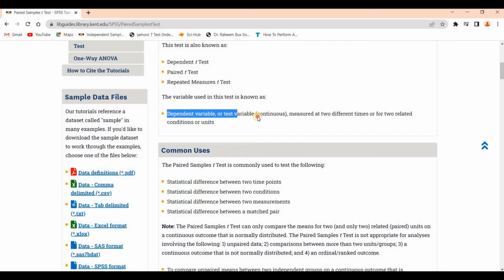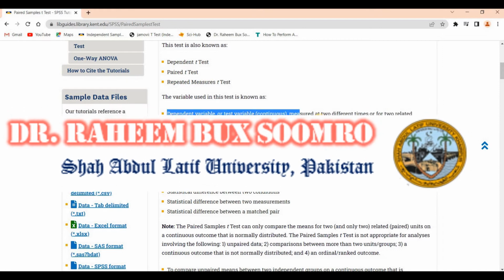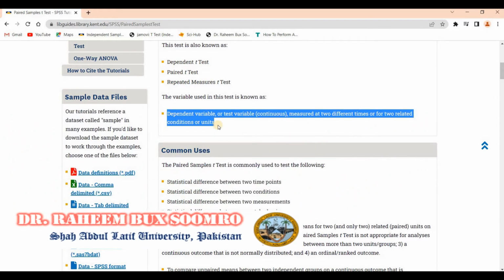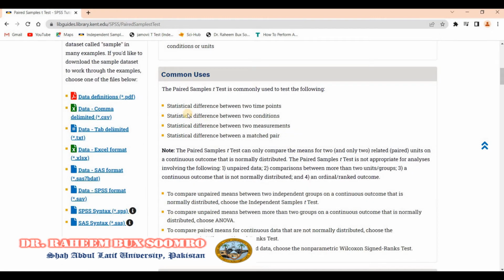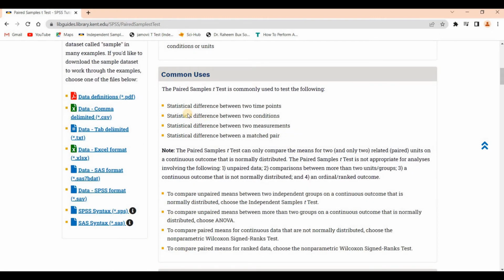Here the dependent variable or test variable is continuous, measured at two different times for two related groups or units. Then come the common uses, in which situations we can use this type of test: when you want to check the statistical difference between two time points, the statistical difference between two conditions, the statistical difference between two measurements, or the statistical difference between matched pairs.